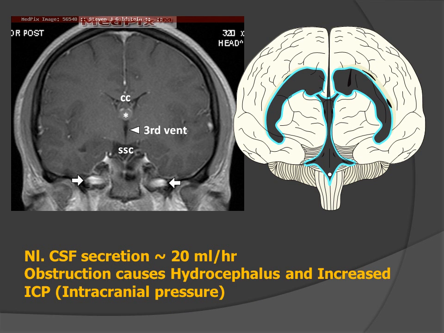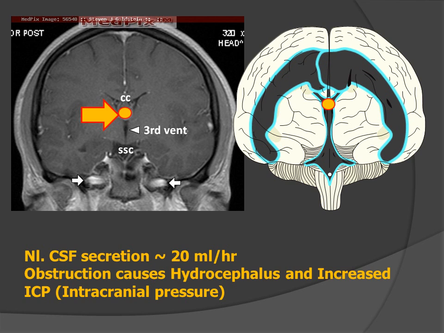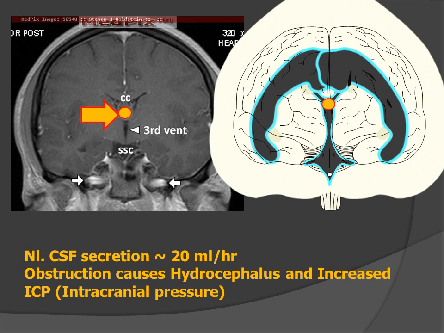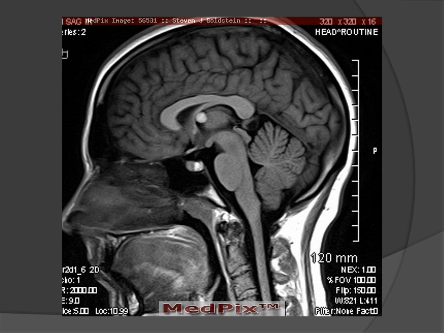If we look at this coronal MR scan from the same patient and a corresponding diagram, we can see that the mass lesion is located right at the Y-shaped junction between the lateral ventricles and the third ventricle. If there is obstruction at the foramen of Monro, the lateral ventricles will expand and they will produce a corresponding enlargement of the cerebral hemispheres and increased intracranial pressure. Normally, cerebrospinal fluid is secreted at about 20 milliliters per hour, and the total volume of both lateral ventricles is typically less than 35 millimeters.